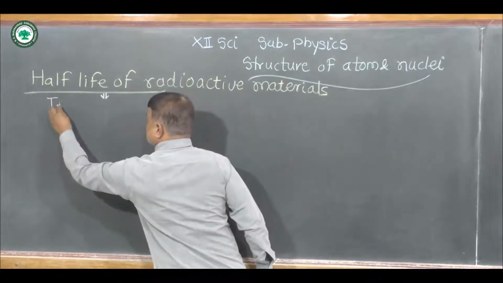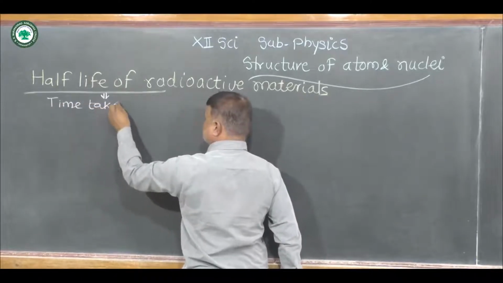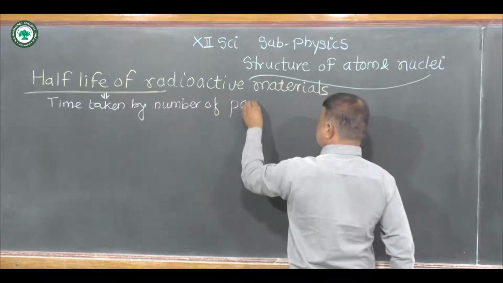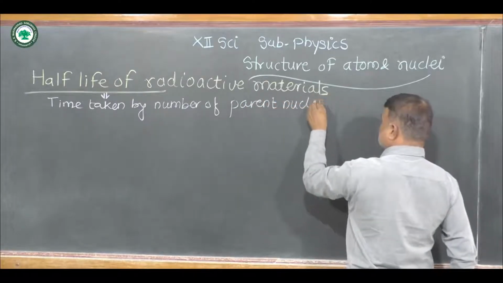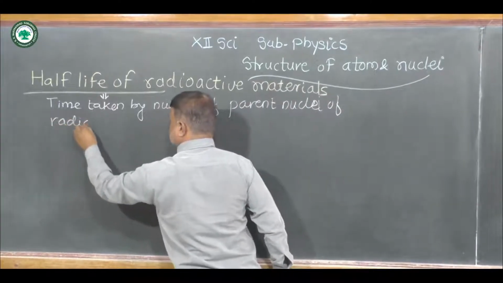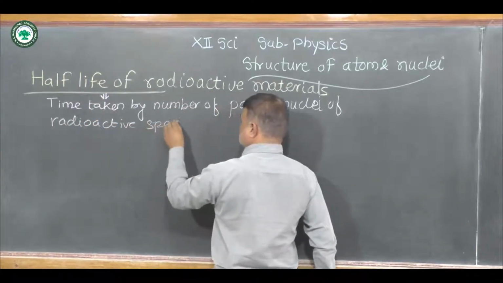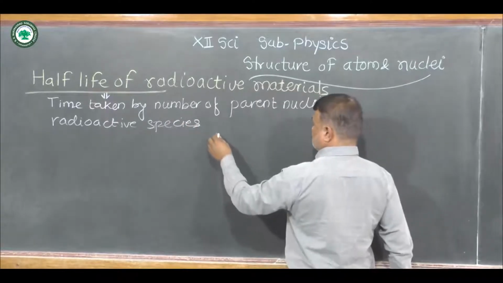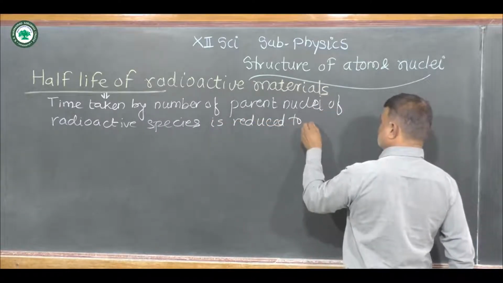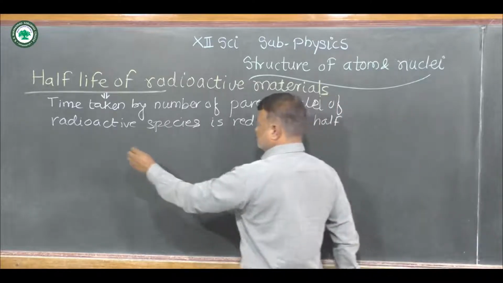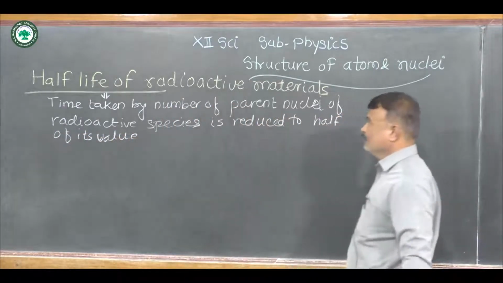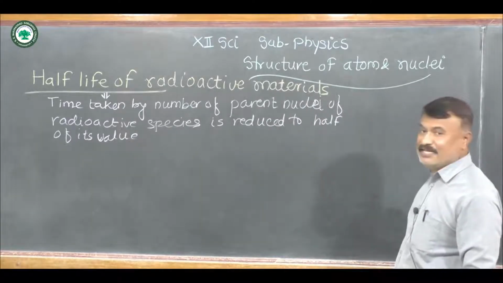So, what is half-life of radioactive material? It is the time taken by the number of parent nuclei of radioactive species to be reduced to half of its value, that is called as half-life time of radioactive species.